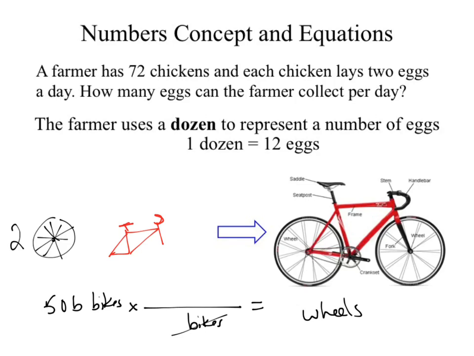You said bikes as a unit needs to cancel, and I need wheels as a unit needing to appear. How many wheels do I need per bicycle? 2 to 1. How do I know that? That's what this equation tells you. You're using that conversion factor out of that equation. And we end up with 100 billion wheels necessary to build that many bicycles.